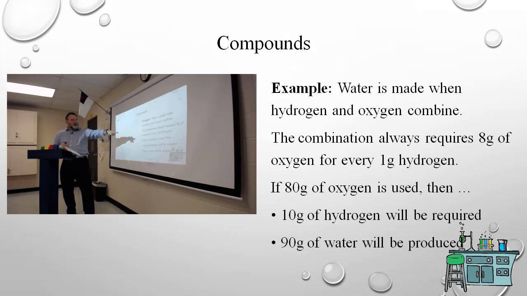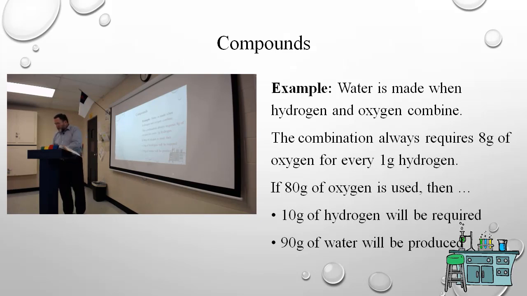Here, if I know the recipe that uses 8 grams, and I use 80 grams, I'm making 10 batches. I'm going to need 10 batches worth of hydrogen, so 10 times 1 is 10. And I'm going to make 10 batches worth of water, which I originally made 9, so now I'm making 90. It's 10 batches of water, using that analogy of baking, okay?